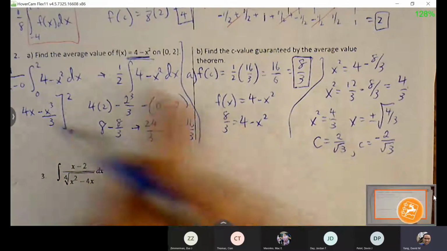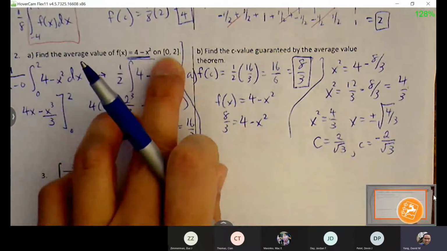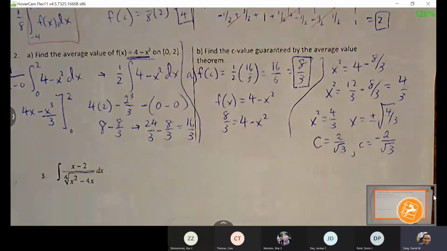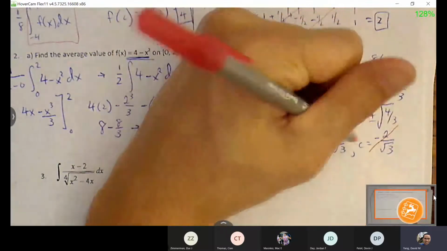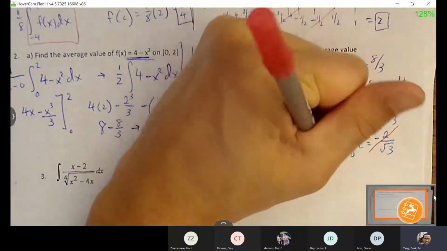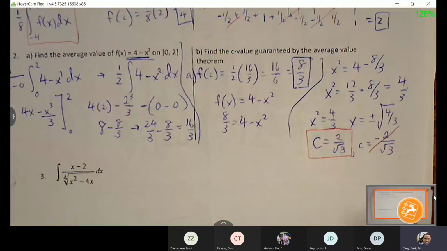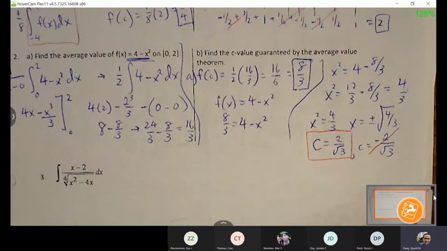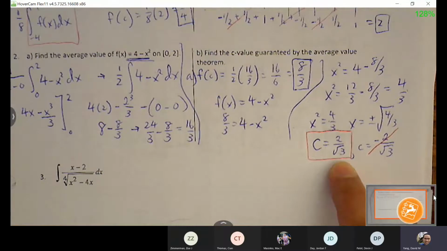But we keep looking at the bounds. The bounds is only showing between 0 and 2. So we know the negative region is not going to make sense. Our only C value, or only location where the graph is going to reach the average value, average height, is at this x value, 2 over root 3. This actually lands inside the interval.